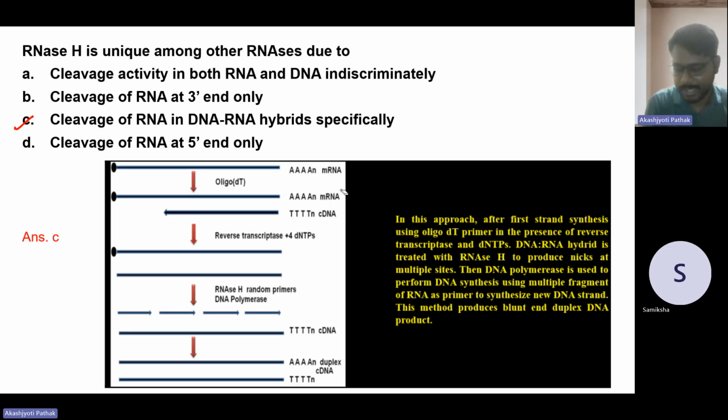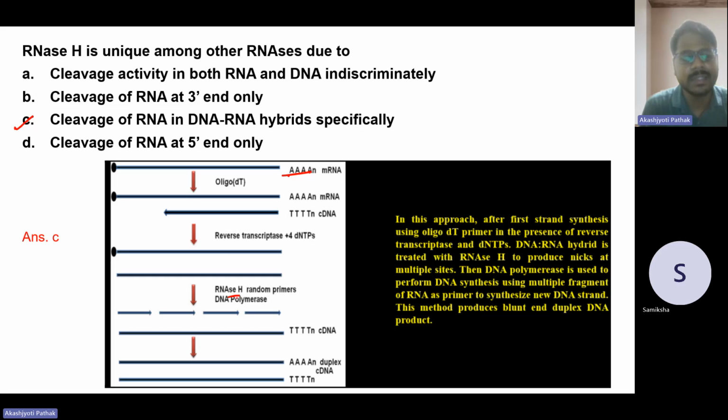So this was there in your slides as well. This is your mRNA, having this poly A tail, and then you add an oligo dT primer, a TTT primer, which has a few sequences complementary to your RNA. Then you add the reverse transcriptase and 4 dNTPs. Once you add this reverse transcriptase, it will synthesize the complementary DNA sequence.